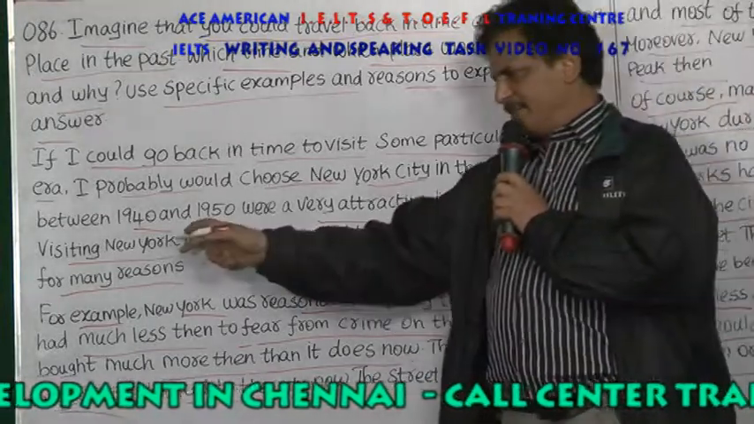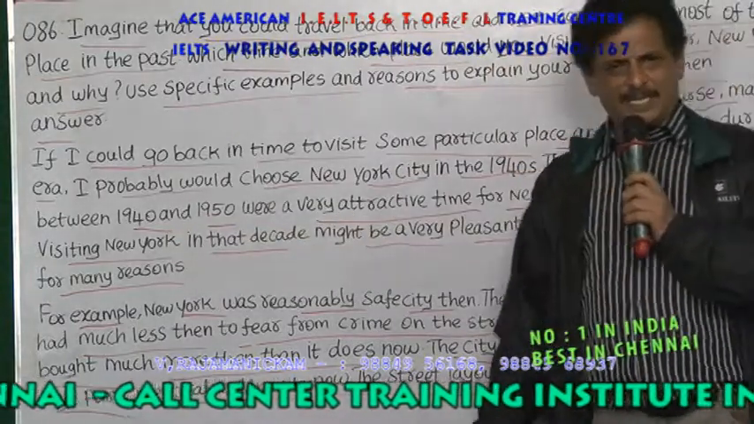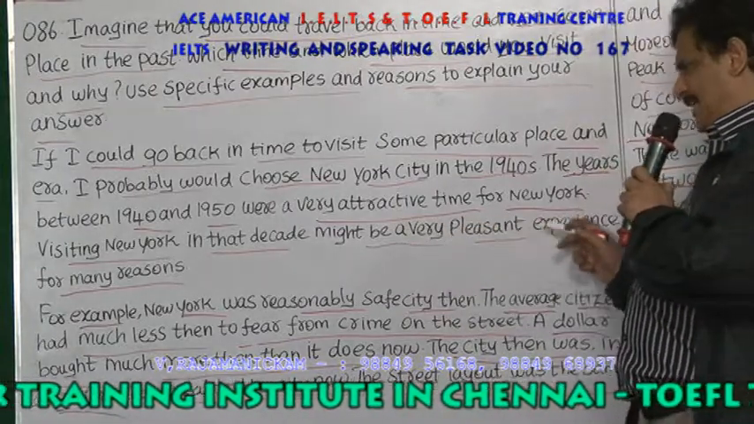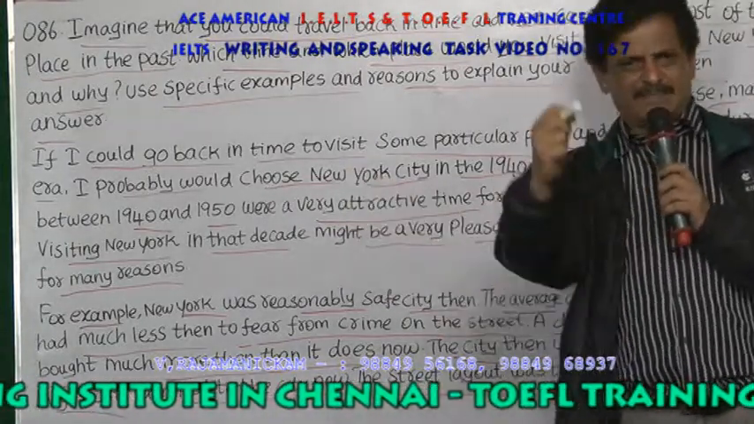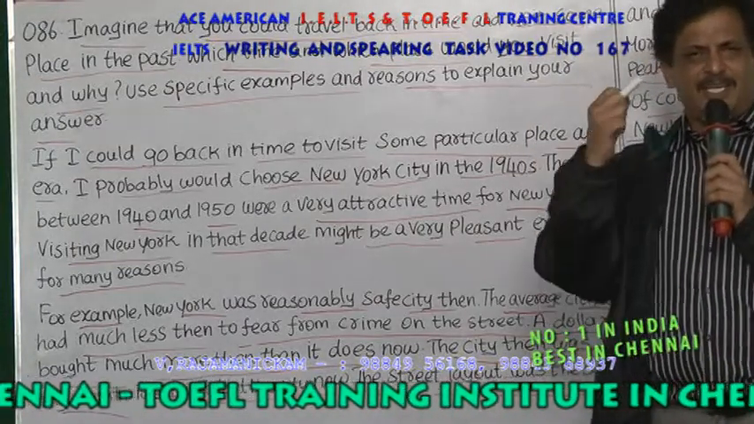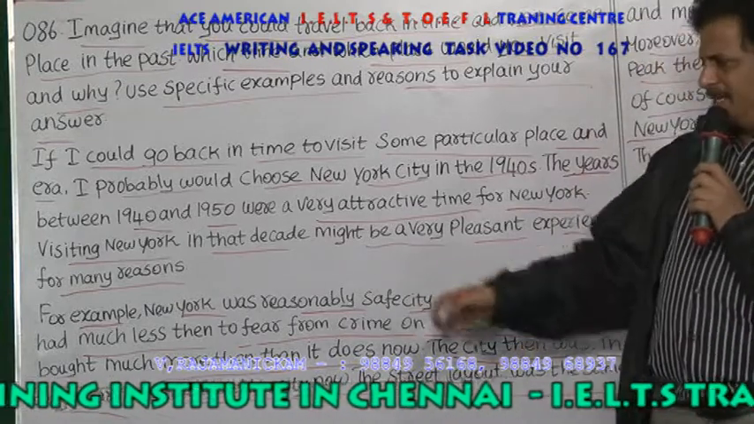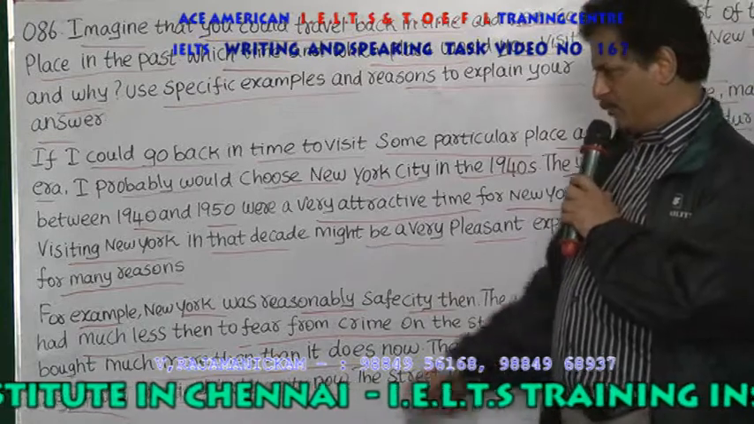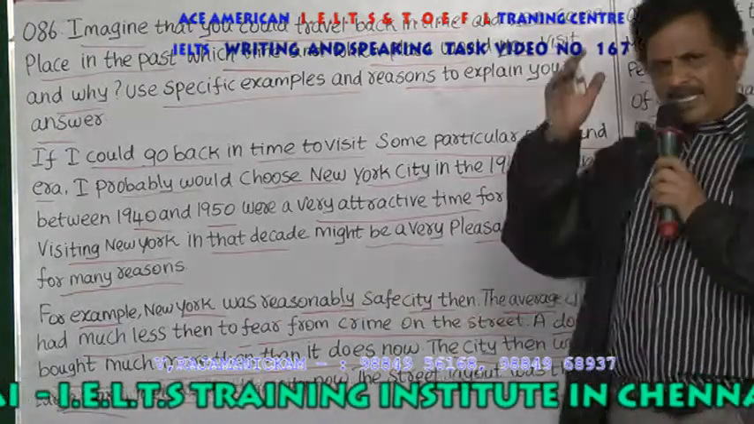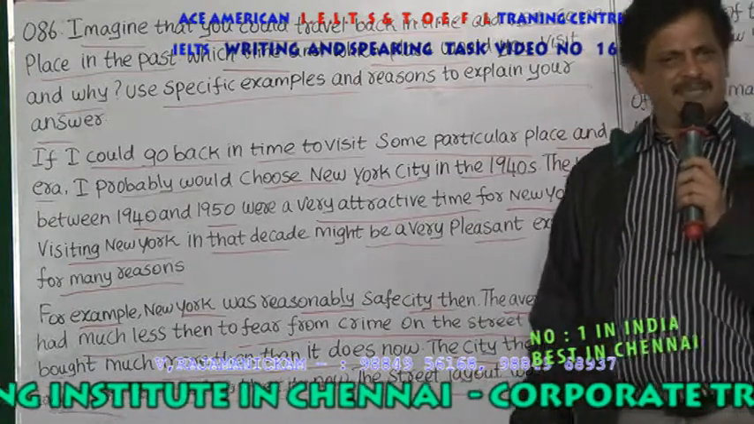மேலும் சொல்கிறார், visiting New York in that decade என்றால் என்ன? 10 ஆண்டு காலம். அந்த 10 ஆண்டு காலத்திலே நியூயார்க் சென்று பார்ப்பது என்பது might be a very pleasant experience for many reasons. பார்ப்பதற்கு மகிழ்வை உண்டாக்கக்கூடிய ஒரு காலகட்டமாக நியூயார்க் 1940லும் 50லும் இருந்தது. மேலும் அடுத்த பத்தியிலே அவர் சொல்கிறார், for example, உதாரணத்திற்கு, New York was a reasonably safe city then. அந்த காலகட்டத்திலே நியூயார்க் ஒரு பாதுகாப்பான ஒரு நகரமாக இருந்தது.